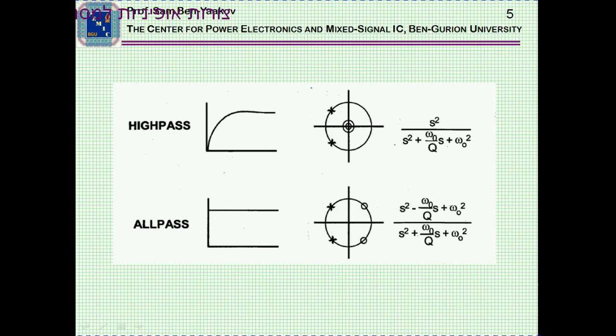And then the high pass will include two complex poles and a double zero at the origin, and an all pass. All pass means that it's a constant response, except that there is, of course, a shift of phase that in some applications you might be interested in. In this case, we have a complex pole plus two real zeros.